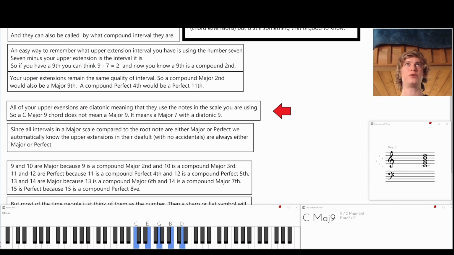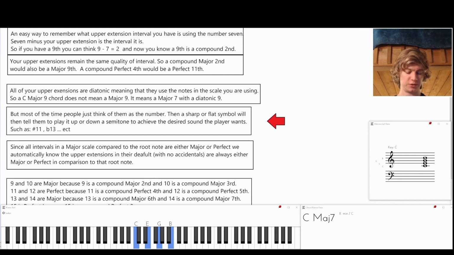Okay, so now if you're wondering, wait, a second ago I was just saying that this is a major 9th because it's using the same interval as the major second. And yes, that is 100% correct. The only thing is that when we're looking at this C major 9 chord, all that I'm saying is that when it's saying C major 9, that means we have a C major 7 with a 9 on top of it. And since it's always diatonic with these upper extensions, it's a diatonic 9.